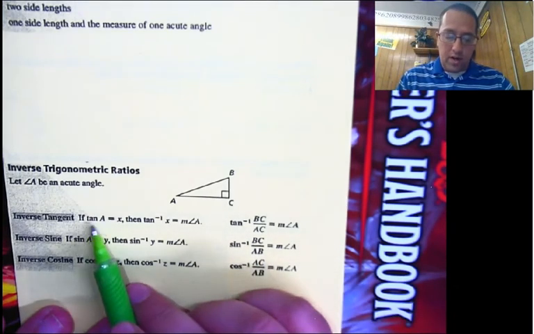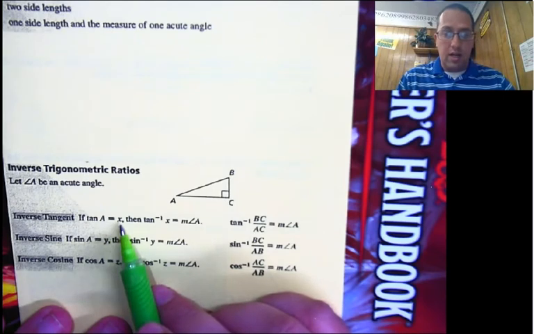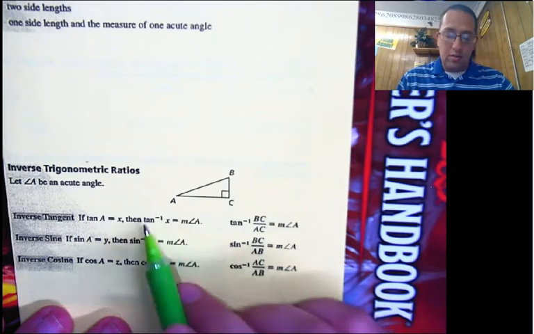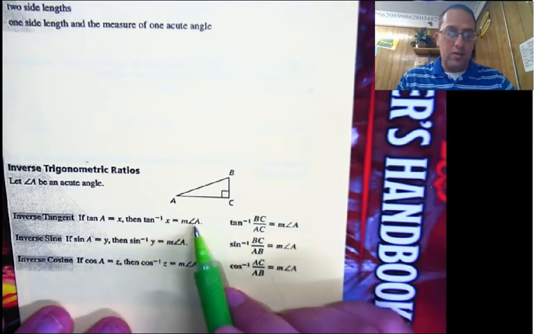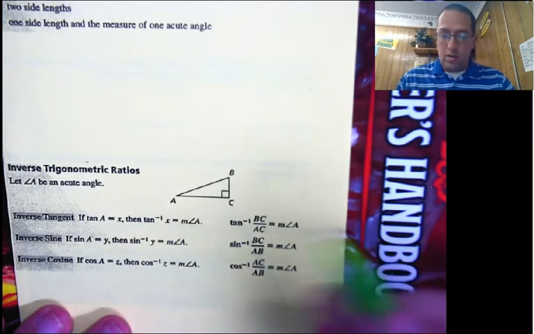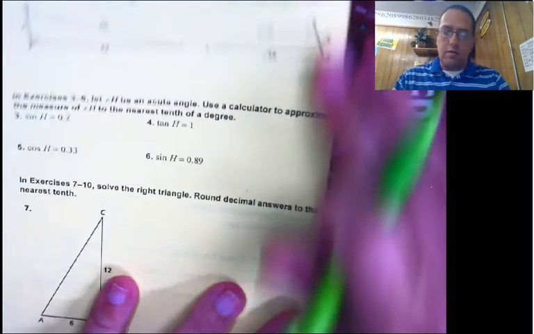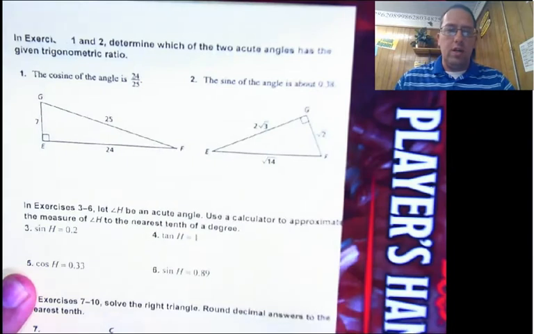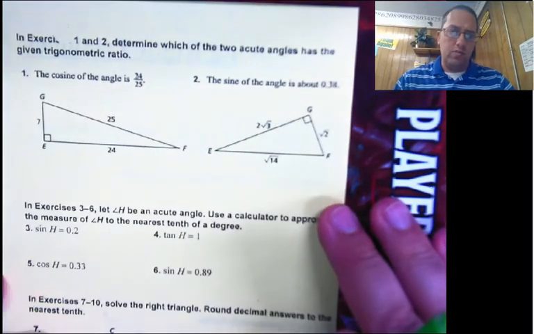What this does is this is the inverse. So for example, if you have the tangent of A equals x, then the inverse tangent of x is the measure of angle A. So let's take a look at this. It'll make more sense as we do some of these. So we've got some sample problems here.